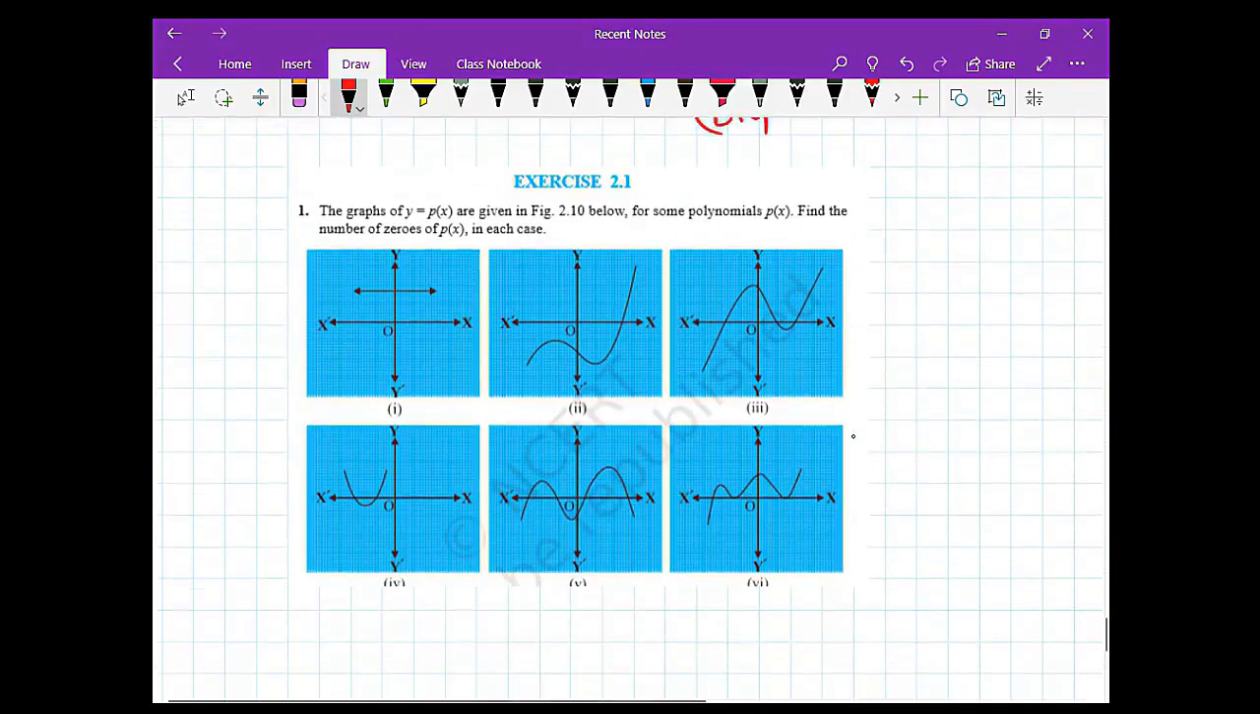Yes, let's come to the exercise. After solving the exercise, today's class we will stop here only. Okay. Yes. See in exercise 2.1, for a graph y equal to p of x given here, below for some polynomials p of x, find the number of zeros of the polynomial. Yes. See, answer me for this question.